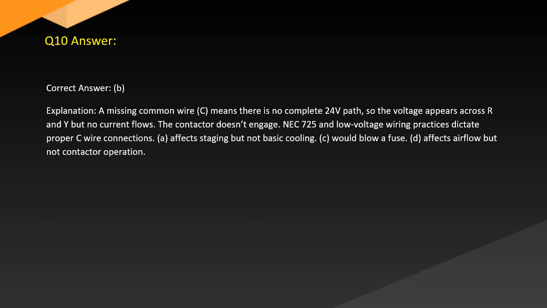Answer. Correct answer: B. Explanation. A missing common wire means there is no complete 24-volt path, so the voltage appears across R and Y but no current flows. The contactor doesn't engage. NEC 725 and low voltage wiring practices dictate proper C wire connections. A affects staging but not basic cooling. C would blow a fuse. D affects airflow but not contactor operation.